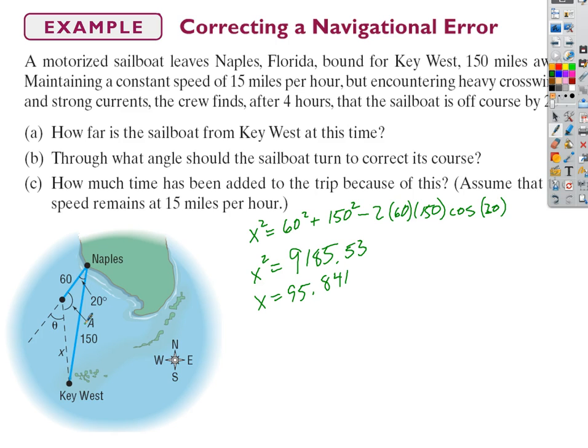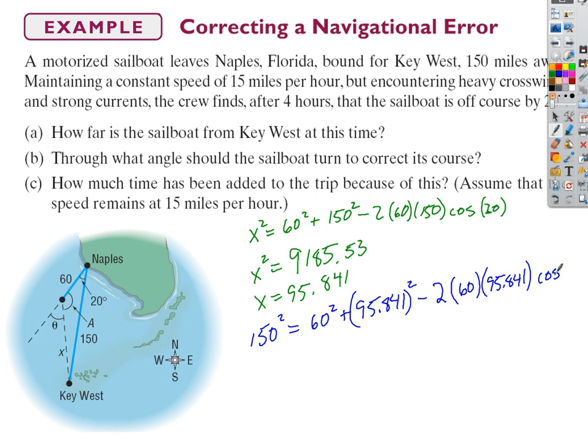So again, I grab the pieces I know. I'm going to say 150 is my little a squared, which is equal to the other two sides: 60 squared plus the x squared that I just figured out, 95.841 squared, minus 2 times 60 times 95.841 times cosine of that A that I'm looking for.